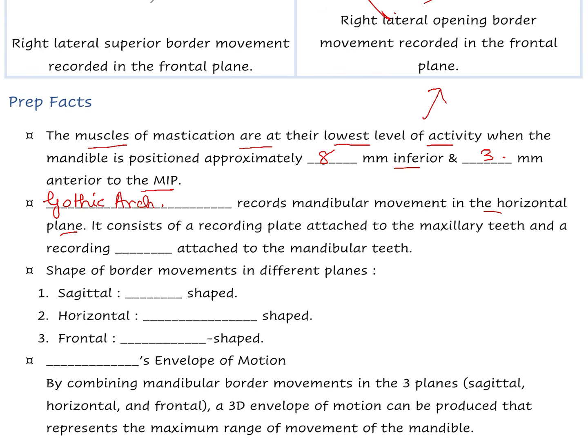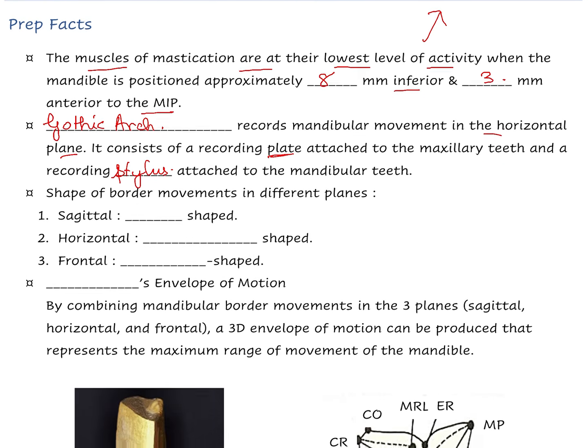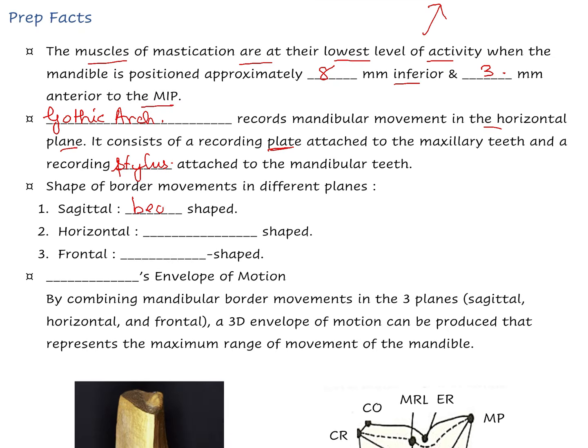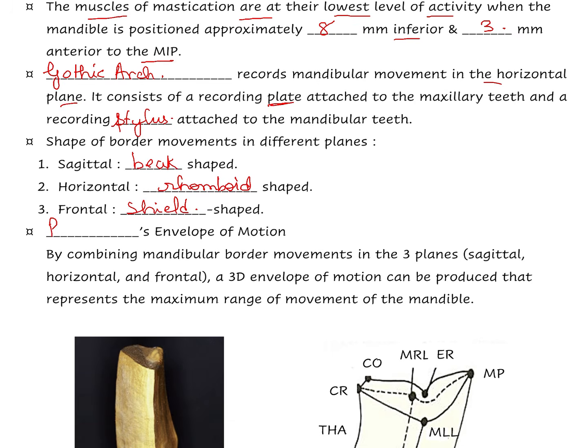In this technique, what is attached to the maxillary teeth? So you have a plate, the central bearing plate, which is attached to the maxillary teeth, and you have a stylus attached to your mandibular teeth. Now the shape of border movements, as we discussed, sagittal is beak shaped, horizontal is rhomboid, and frontal is shield shaped. Together they comprise Posselt's envelope of motion.